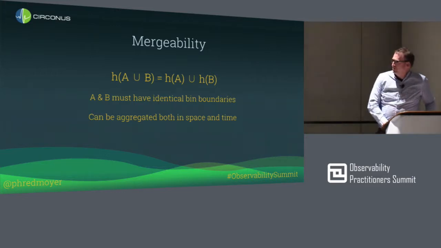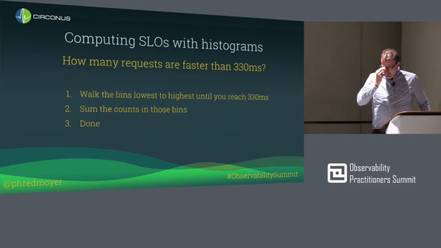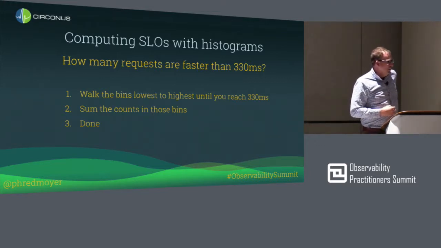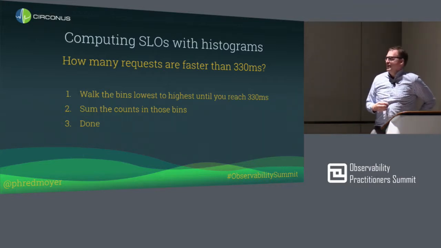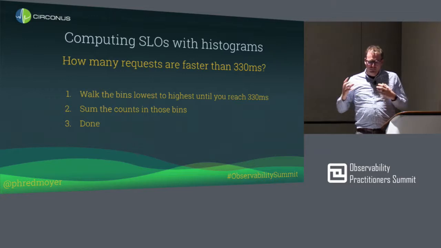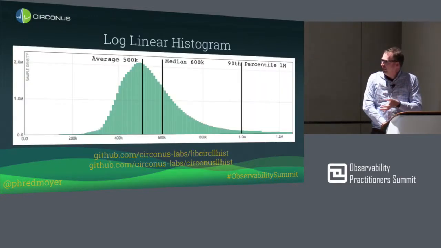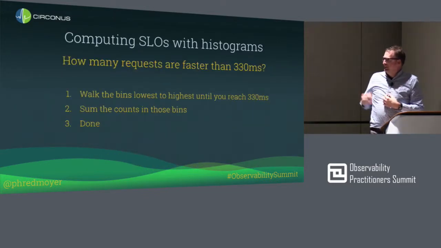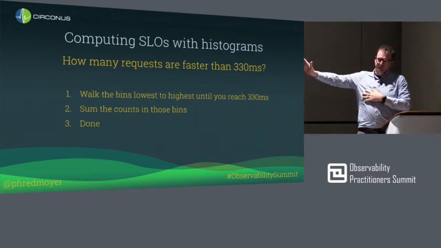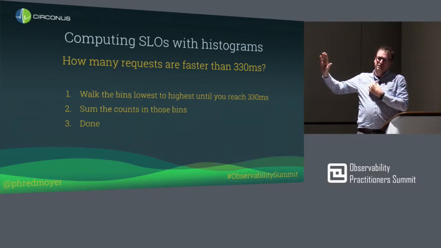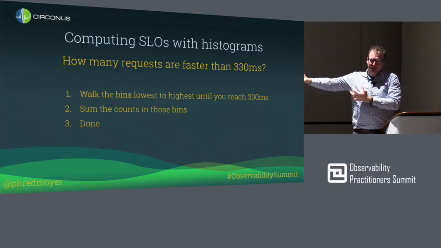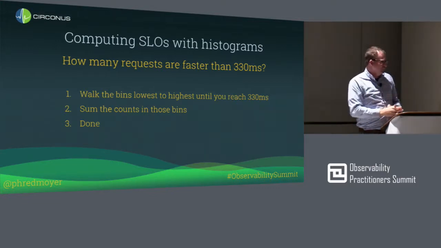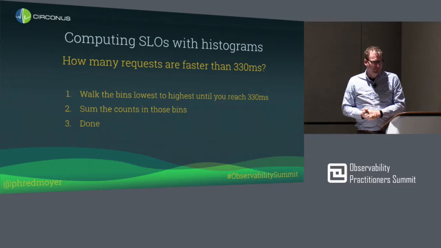So this is a very strong property of histograms. But how do we calculate SLOs from those? And you might think, well, this is complicated stuff. The math is going to be kind of rough, but it's actually not. If I want to say how many requests in here are faster than 330 milliseconds, I've got microseconds on the x-axis. It's simple to calculate this. I walk the bins from lowest value to highest until I reach my SLI on the x-axis, and then I take all of those counts in each bin, and I sum them up, and I'm done. I've got how many requests? That was easy.